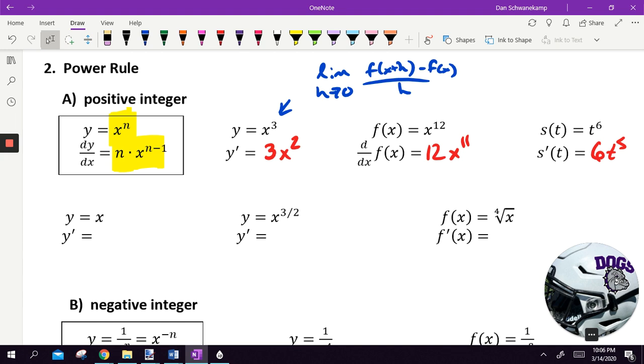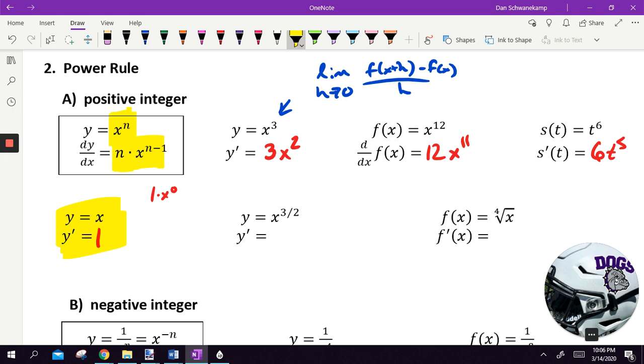What about x? Well, it's x to the first. So we're going to multiply by my exponent and then subtract 1 from my exponent. Well, that would get me 1 times x to the 0. And we all know what x to the 0 is. X to the 0 is just 1, because anything to the 0 power is 1. So the derivative of x is just 1. Important concept. Make sure we got that.